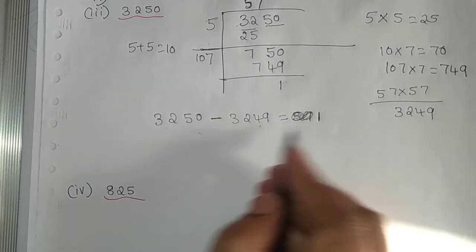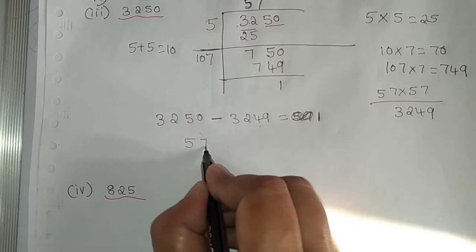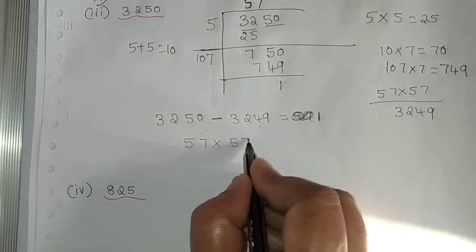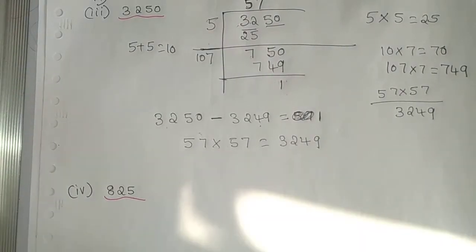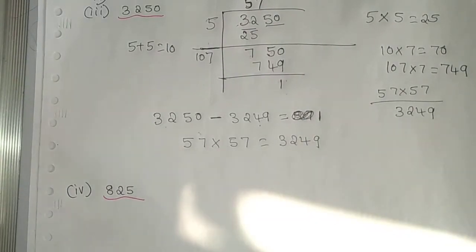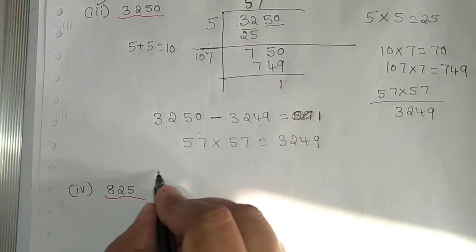This is 1. But the perfect square is 57 into 57, which is equal to 3247. But what they have asked in the question is the required least number, which is 1. Therefore, I'll write a line.